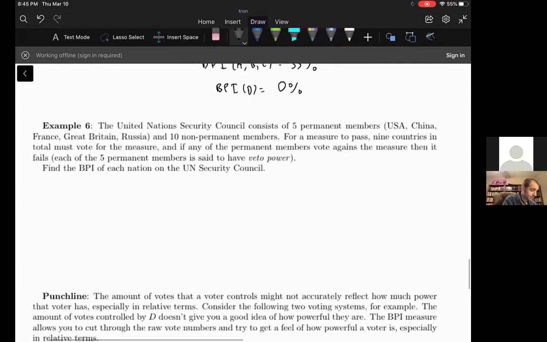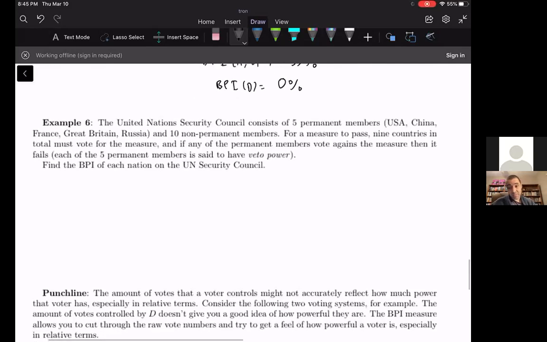Okay, last one. Last example. So the UN Security Council, we set up a weighted voting system like this: 39 quota, 7, 7, 7, 7, 7, and then a bunch of 1s. That's what we set up last time. So each permanent member has like 7 votes, and each non-permanent member has 1 vote with a quota of 39. That's what we did last time.